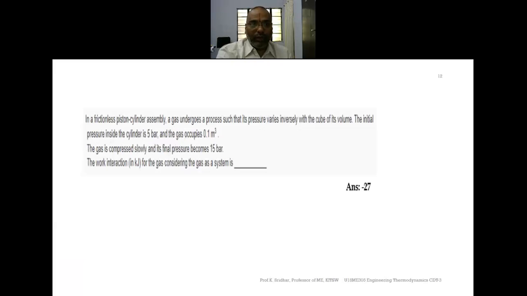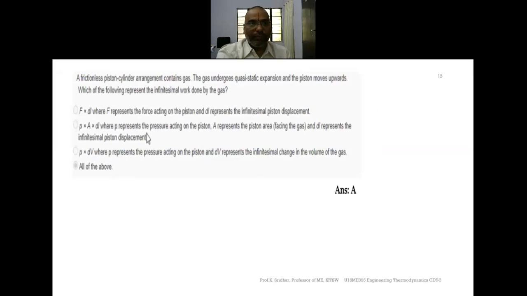Another one: in a frictionless piston cylinder assembly, a gas undergoes a process such that its pressure varies inversely with the cube of its volume. That is, P is inversely proportional to V cube, that is 1 by V cube. The initial pressure inside the cylinder is 5 bar and the gas occupies 0.1 meter cube. The gas is compressed slowly and its final pressure becomes 15 bar. Then what is the work interaction? The answer is minus 27.